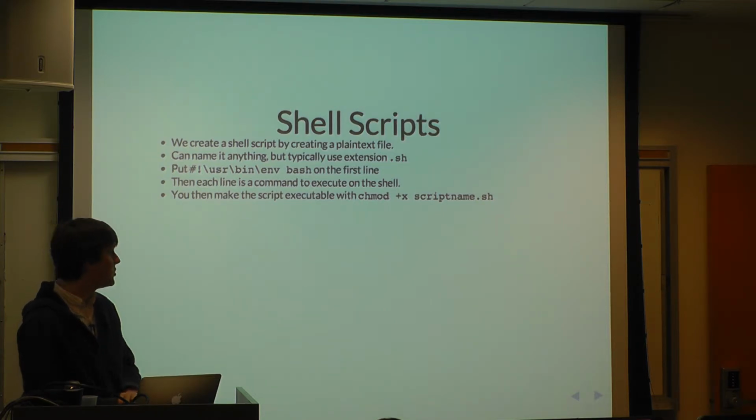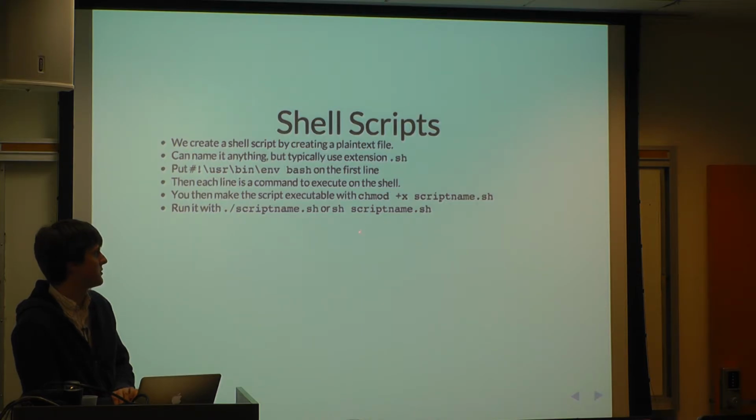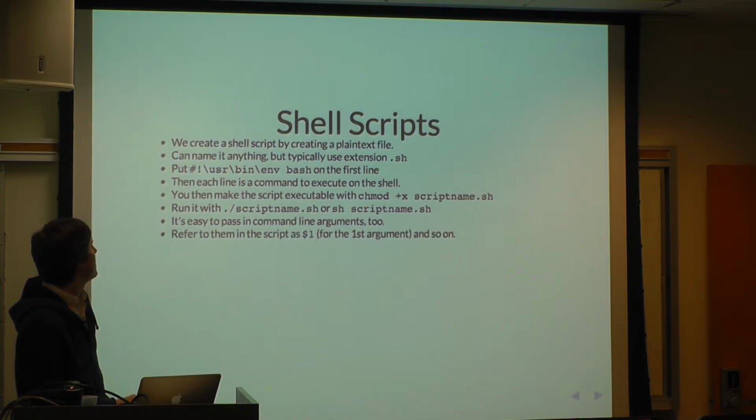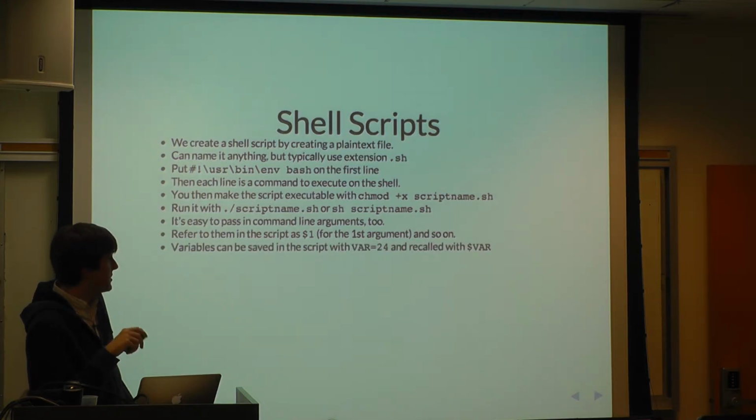You can make the script executable by running this command. So then you'll just run your script with ./scriptname.sh or sh scriptname.sh. It's very easy to pass in command line arguments to these shell scripts. So we can refer to them within the script as $1 for the first argument, and so on into however many arguments you have. Variables can be saved so that you refer to them in the same sort of way. So you just have a line that says var=24. Make sure there aren't spaces that can screw things up. Then you just recall them with the $var, the same way we refer to the command line argument.